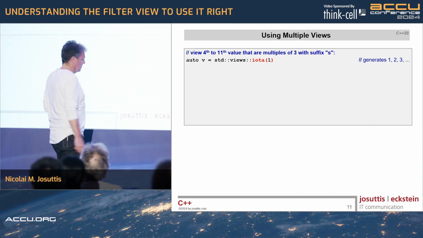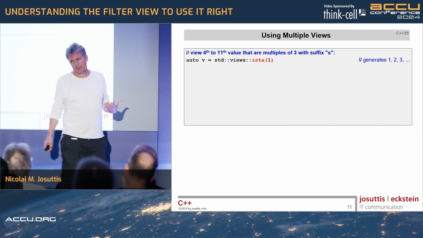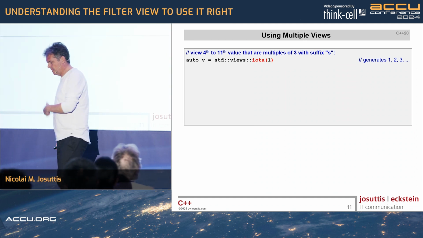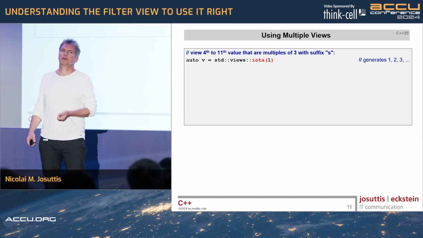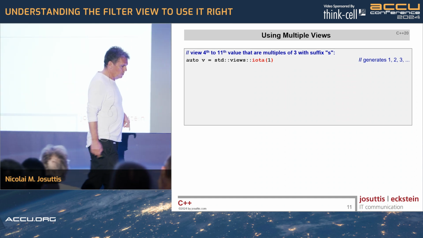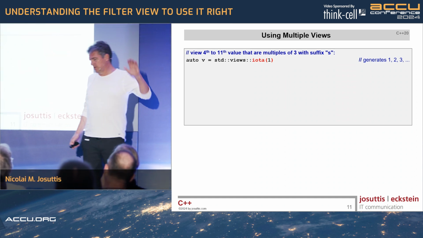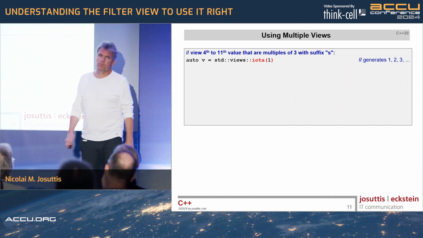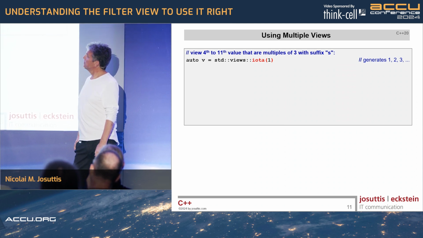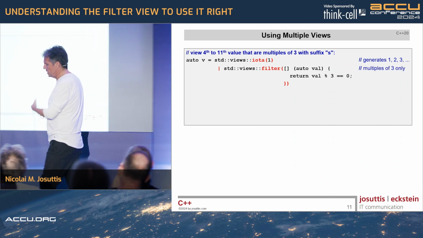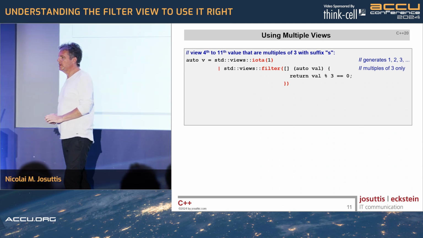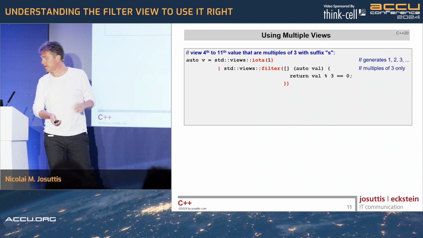So IOTA is also a view, but not in the middle of a pipe. At the beginning of a pipe, you can say, let's generate all the values starting with 1. This, by the way, is a view that is unlimited. It will generate forever. If you loop over it and don't stop the loop sometime, this will loop forever. But let's only take those values that are multiples of 3. So here we see a filter.